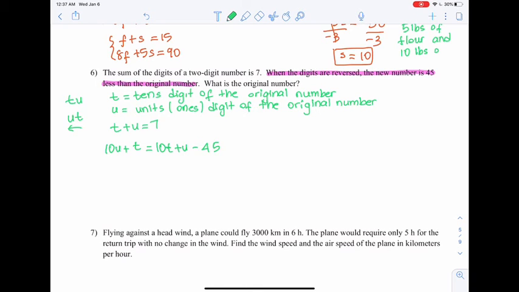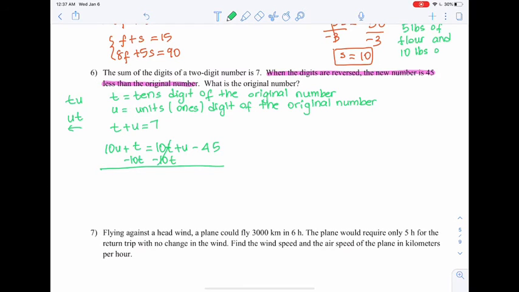Then I can organize this equation a little bit better. I can isolate the constant, and we can write the system after that. Let's subtract 10T from both sides.